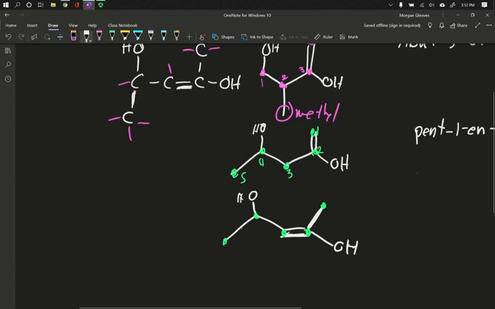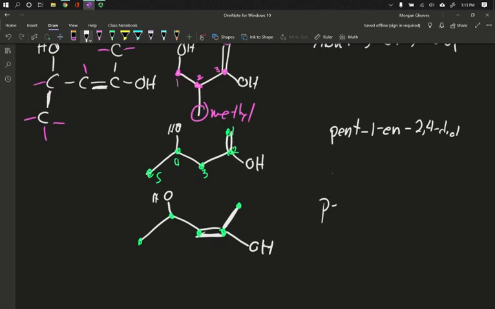Well, again, it's going to be a 2 and a 4 for my alcohols from either side, but my double bond will be the tiebreaker again. This is going to be a pent, this time 2-ene, 2,4-diol. And this one, now we can follow the chain in and out. This one is cis.